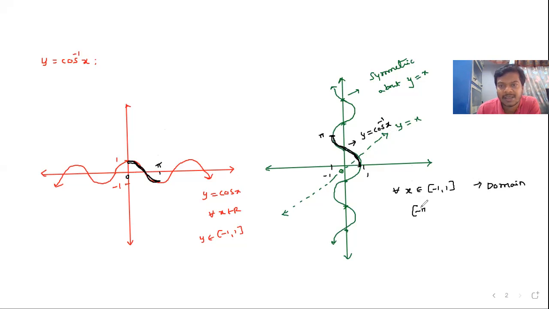Next, from 0 to pi is its range, and it is neither even nor odd. Why? Because to become an even function, the graph should be symmetric about the y axis. This is an even graph. These types of graphs are even graphs, always symmetric about the y axis, right?